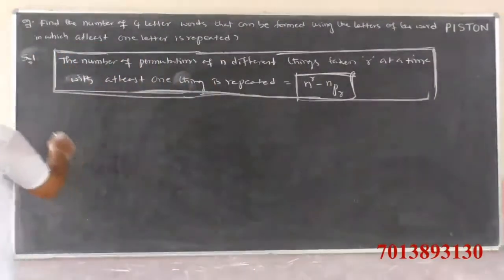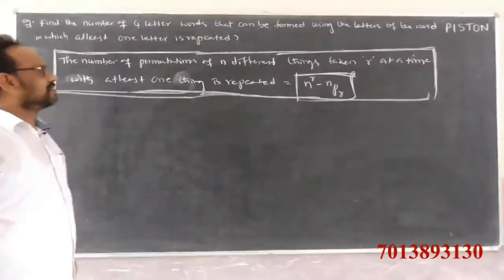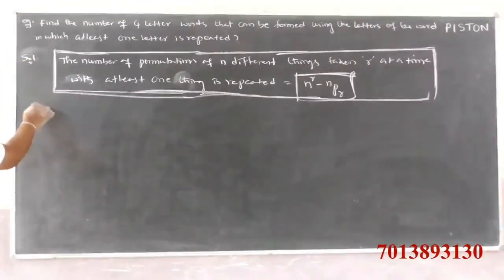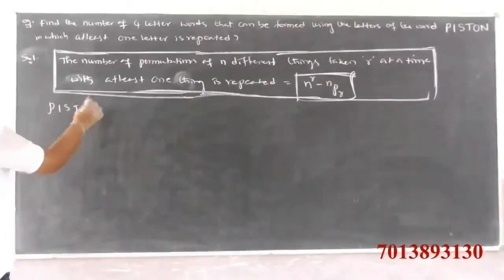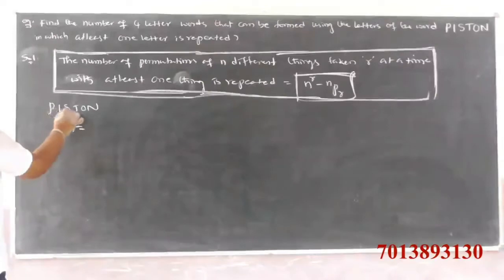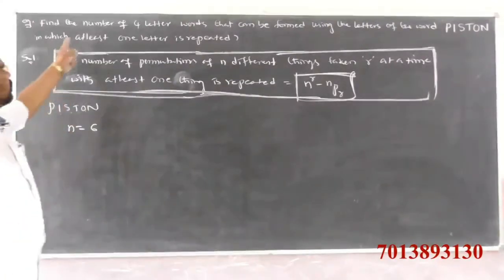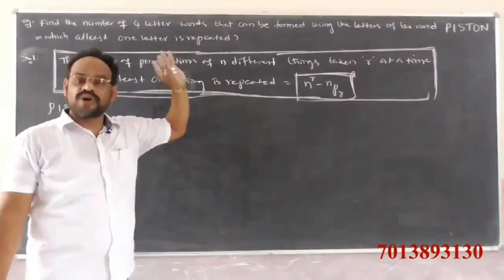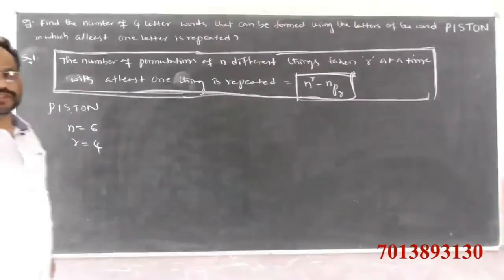Observe here. Solution: find the number of four-letter words that can be formed using the letters of the word PISTON. Given P-I-S-T-O-N, so n is equal to how many? 1, 2, 3, 4, 5, 6: 6 different letters. So n is equal to 6. We want four-letter words, so r is equal to 4.